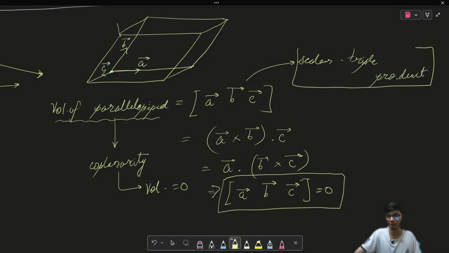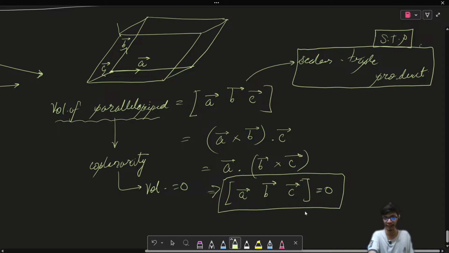Okay, so we are going to discuss this in detail, because these are really interesting topics. That is the triple product of vectors, or STP, the scalar triple product. I hope this is clear to all of you. This is another easy way to represent the coplanarity conditions.